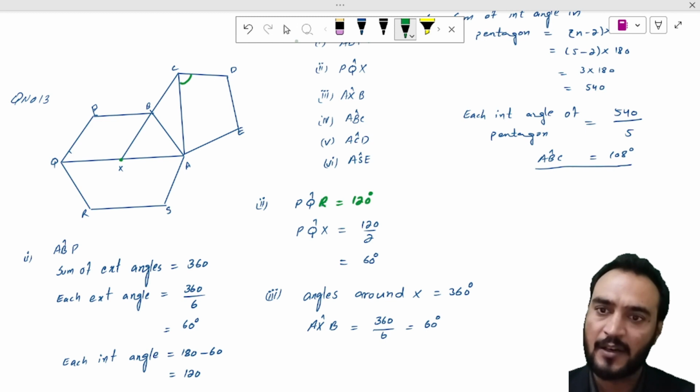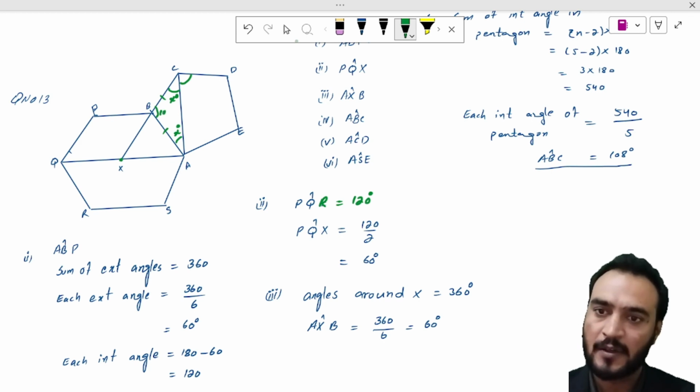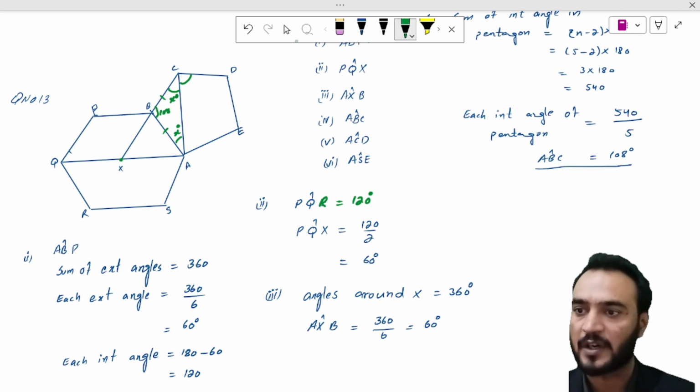To find this angle, we need to have this angle. Let this angle be x degrees, and this angle is also x degrees because this is a regular pentagon and all the sides are equal. The angles opposite to the equal sides are equal. So these two angles are x degrees, and we know this angle ABC is 108 degrees. We use the triangle ABC to get the value of x first.